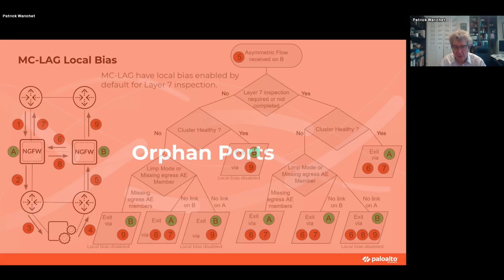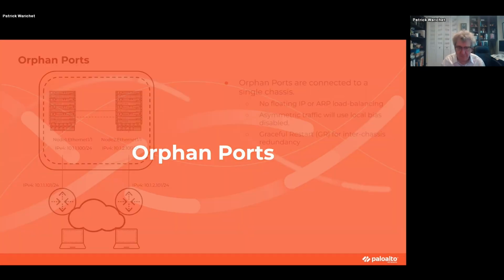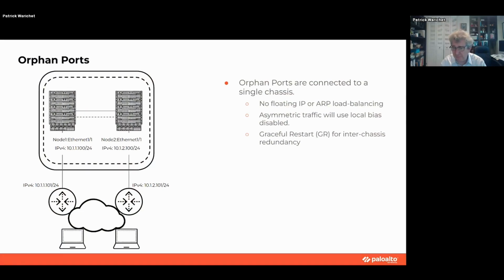Local bias. All right, so let's talk about orphan ports here. Orphan ports, there was a question about it, are ports connected to a single chassis. So there is no floating IP or ARP load balancing. We do not support that feature in this mode. Asymmetric traffic will use local bias disable. So that's important. You will disable the local bias by default.